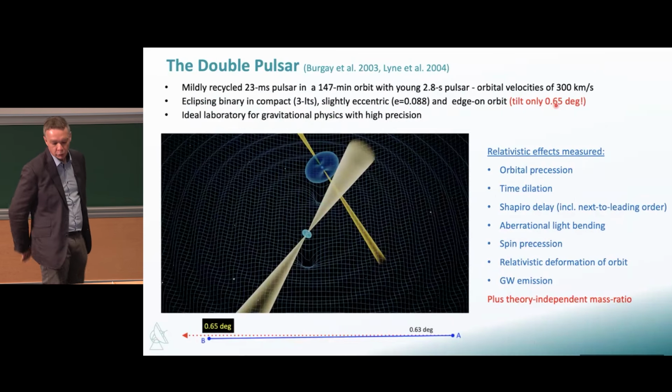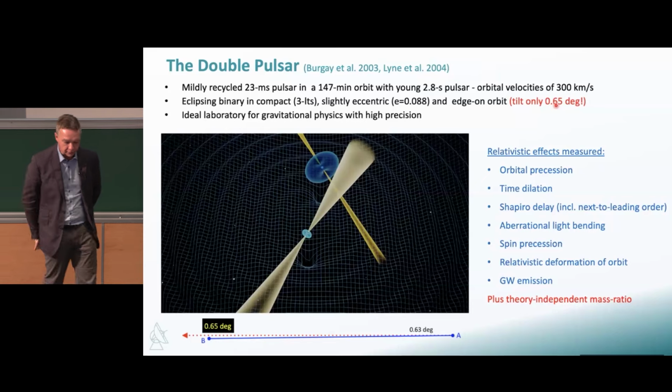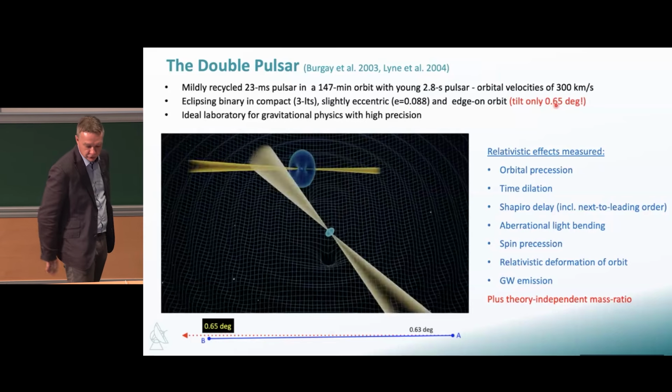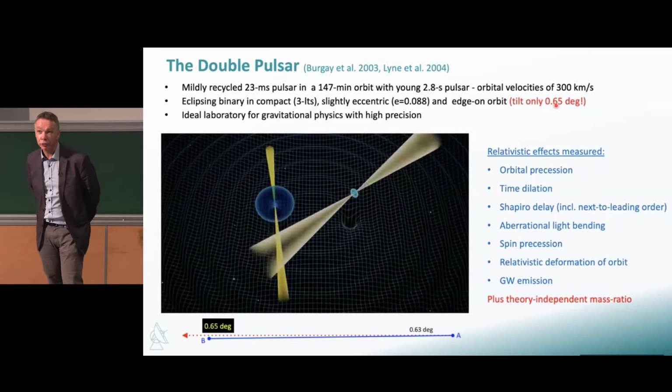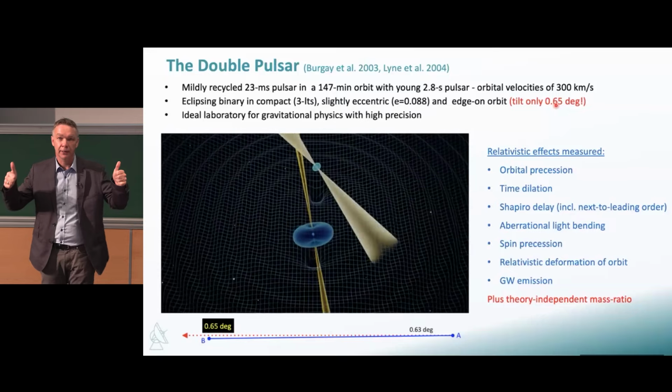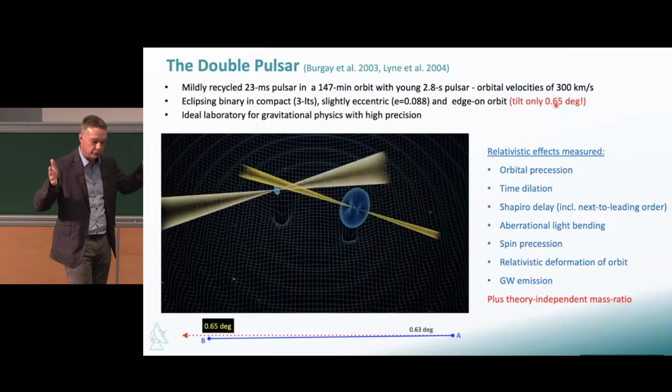What we discovered in 2003 using the Parkes telescope in Australia was a system that does indeed consist of two active radio pulsars. So the Hulse-Taylor system had one active pulsar and an unseen neutron star.